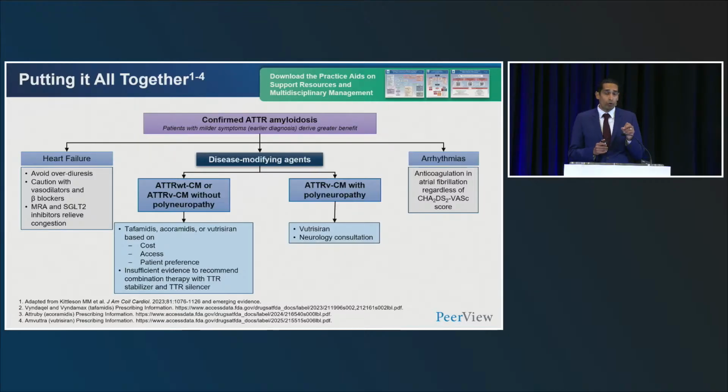And then most importantly, probably, is thinking about disease-modifying treatments for our patients. If they have polyneuropathy, vutrisiran is FDA approved for a mixed cardiomyopathy, both the cardiomyopathy as well as the neuropathy component. We want to collaborate with our neurologist as well in this setting. And if they don't have a polyneuropathy, we have several choices: tafamidis, acoramidis, and vutrisiran, based upon cost, access, and patient preference. And we don't currently have enough data to support combination therapy.